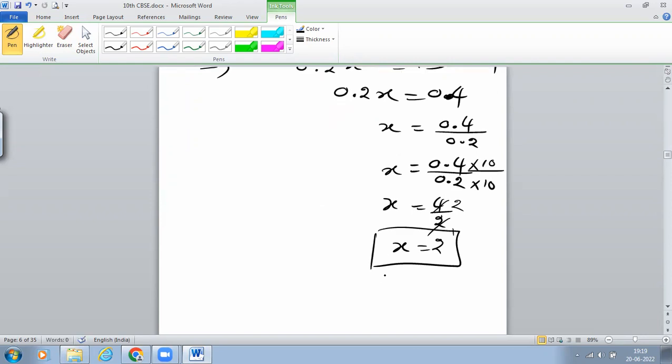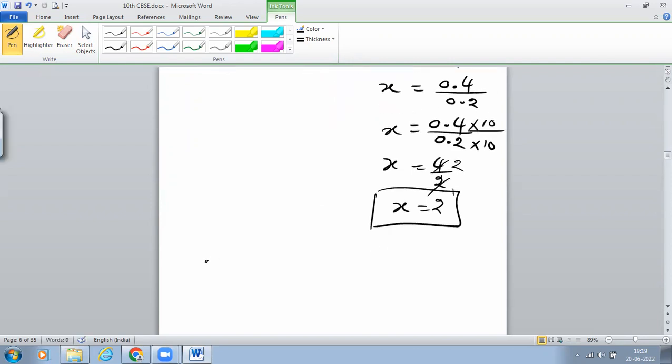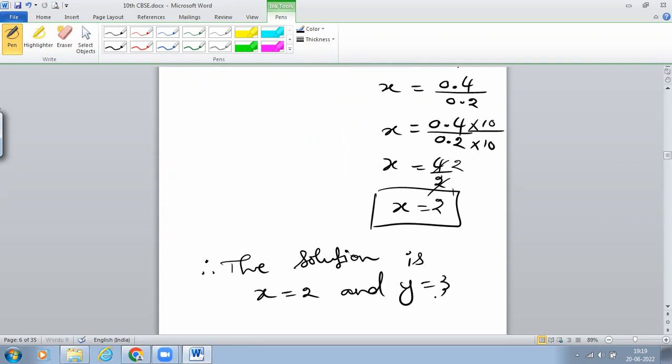Therefore, the solution is x is equal to 2 and y is equal to 3. This is the answer now. Please write fast.